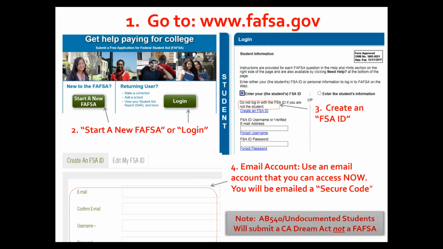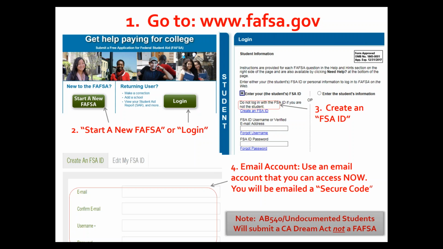Okay, this is the page that the students will see as soon as they go into the FAFSA.gov. So it says start a new FAFSA. If the students have never completed a FAFSA before, they will click on start a new FAFSA. If the student has completed the FAFSA before, they go to login. And this is because the FAFSA already has their information saved. They will have to only complete certain information.